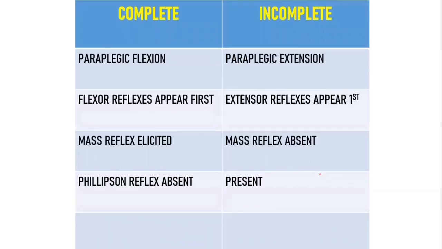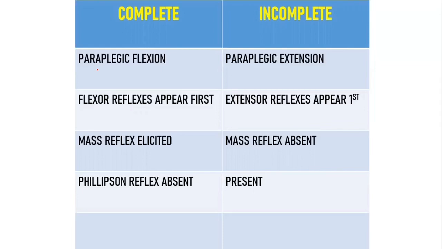Now, I told you we have some differences between complete and incomplete. So if you take complete transection, we are going to have paraplegic flexion. I told you, it's skeletal muscle, we have the flexor component that is going to come, right? So please understand paraplegia, hemiplegia. If both the lower limbs alone are affected, then it is called paraplegia. If one side of the body is affected, it is called hemiplegia. If all the four limbs are affected, it is called quadriplegia.